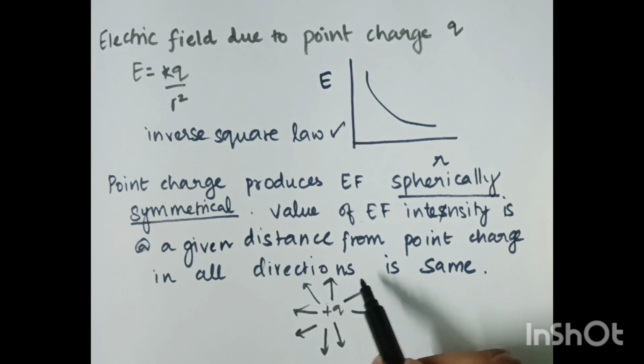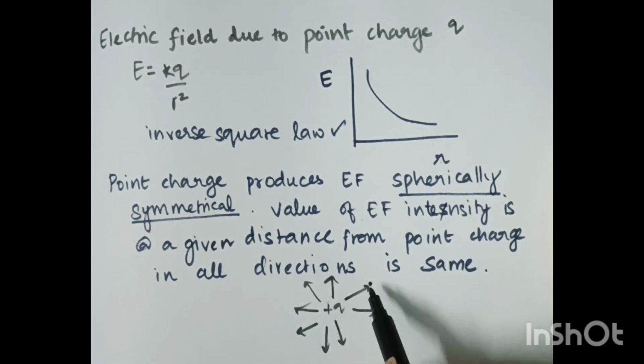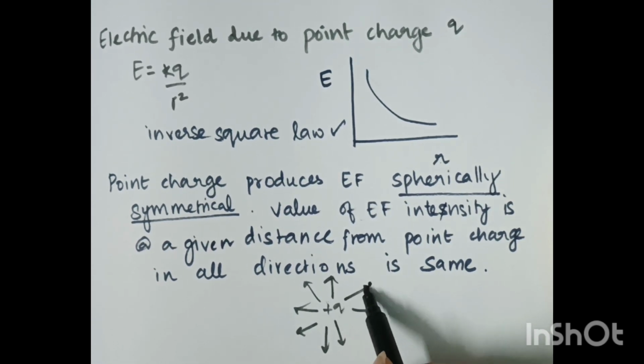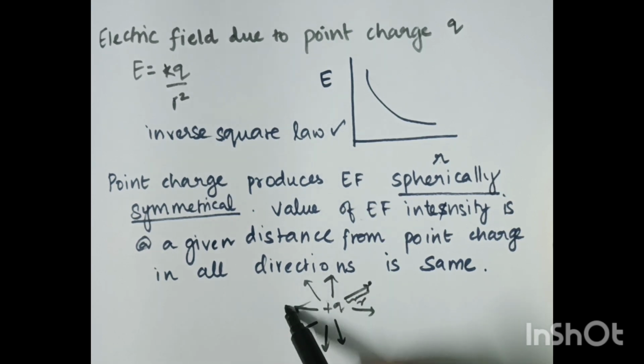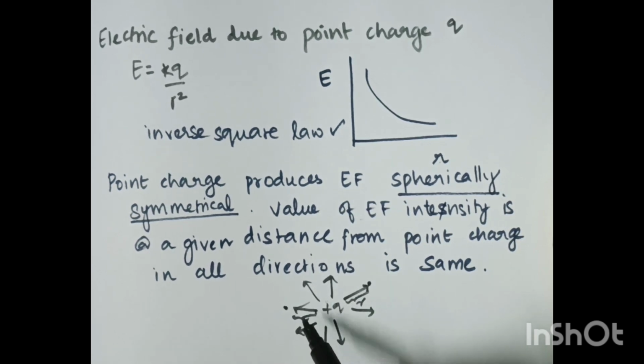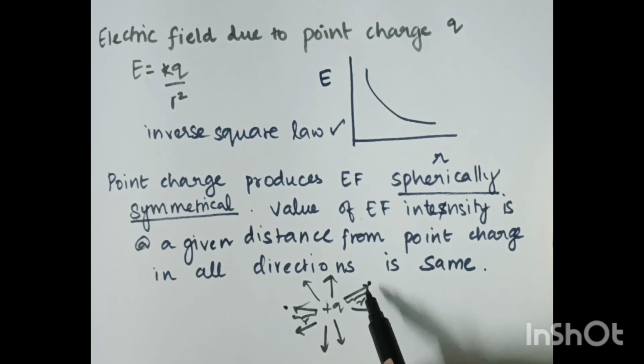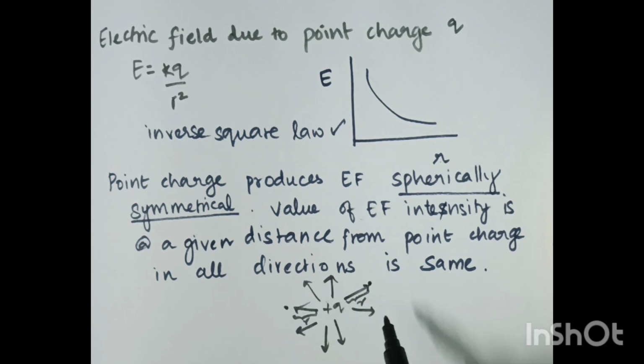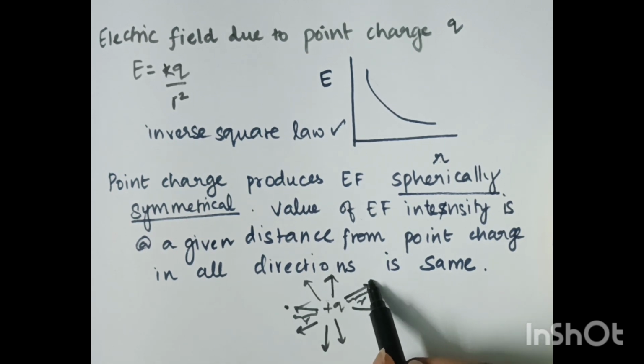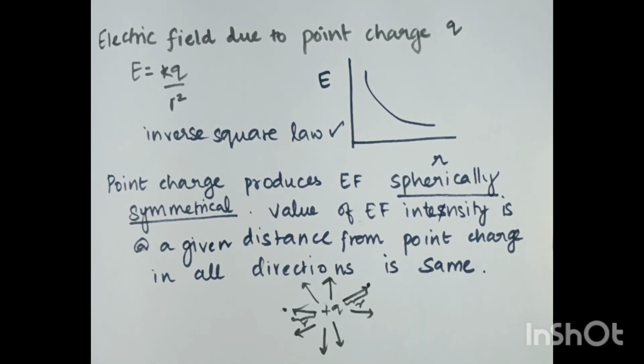And if we are taking a point at a certain distance from this q, if this is at r, then even if this point is at distance r, in this point which is at distance r from this q, the value of electric field at this point and this point will be same. So that is what is told, please remember this.